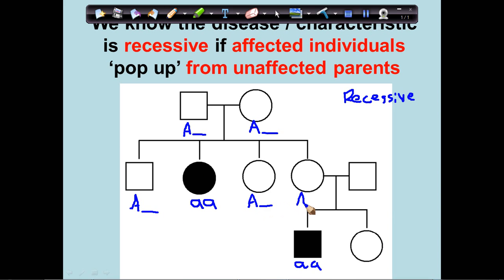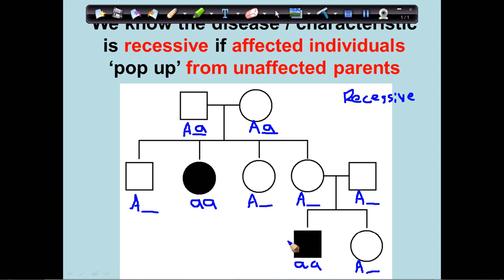Well, if they didn't have at least one big A, then they would also be affected. They'd have the condition. So they must have at least one dominant version of the allele, a big A in this case, to be unaffected. So step three, now I can go and try to fill in these gaps. This child has inherited a little a from both of the parents, so the parents here must also have a little a.